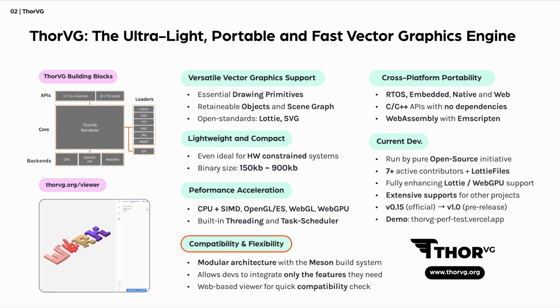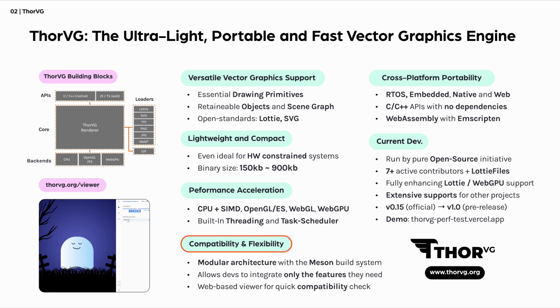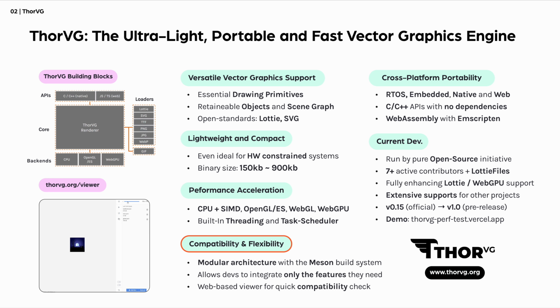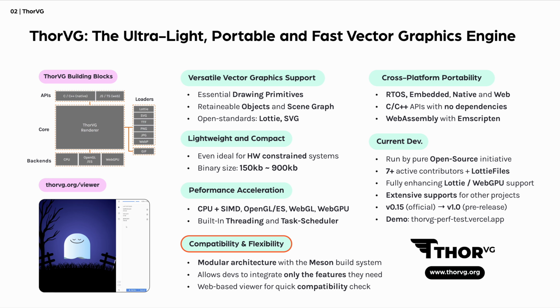Lastly, ThorVG has been designed with a modular architecture that makes integration flexible. Officially, it relies on the Meson build system, which lets you easily toggle ThorVG features through the build options. This means that you can enable only the features your application needs, which helps keep the binary size small and reduces both the integration complexity and the maintenance overhead.